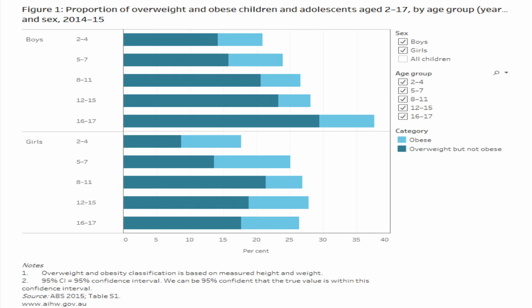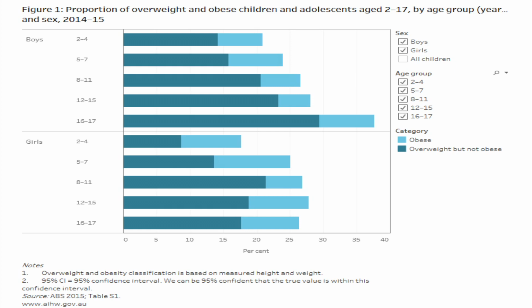Okay, so the next slide is looking at a graph that displays the proportion of overweight and obese children and adolescents aged 2 to 17 divided up by age group and gender. It is important to have a look at this data, as we know that overweight and obesity is a major public health issue, second only to tobacco smoking as a risk factor contributing to the burden of disease in Australia. We know that overweight children are significantly more likely to become overweight or obese as adults.